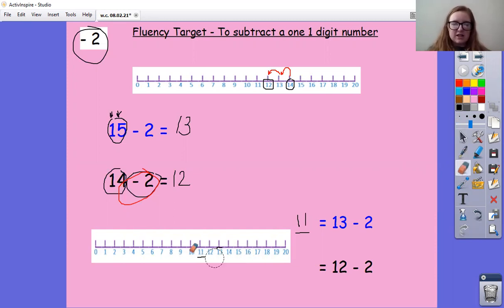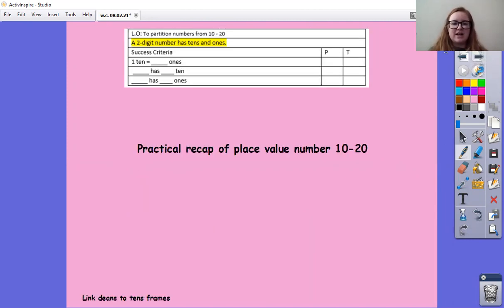Brilliant. Let's look at our last one. We're going to start with our remaining part. Remaining part equals 12 subtract 2. So we're going to start on 12 because 12 is our first part. 12 subtract 2, going to count back 2 places, 1, 2. Our remaining part is 10. 10 equals 12 subtract 2. Fantastic, okay.